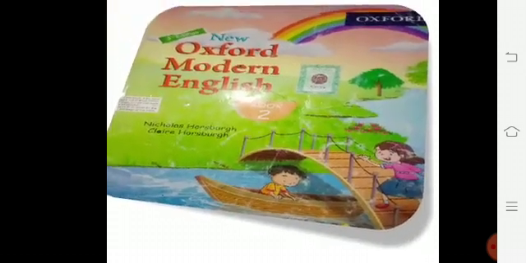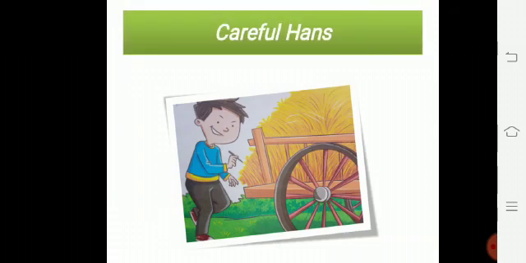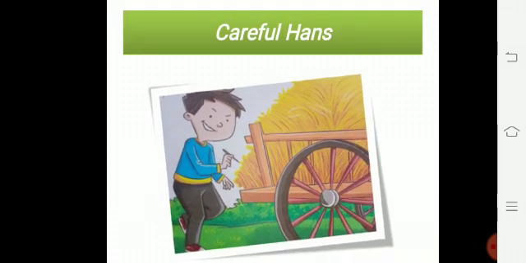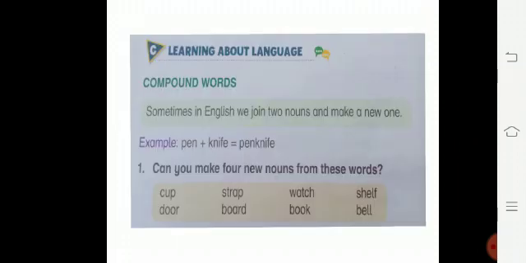Okay students, open your new Oxford Modern English book class 2. Today the topic is Careful Hands. All of you know that in our previous lecture we have done the reading of this lesson and exercise part A and B. Today we will solve the exercise part C. Open your page number 49. Learning about language, part C. Learning about language, compound words.